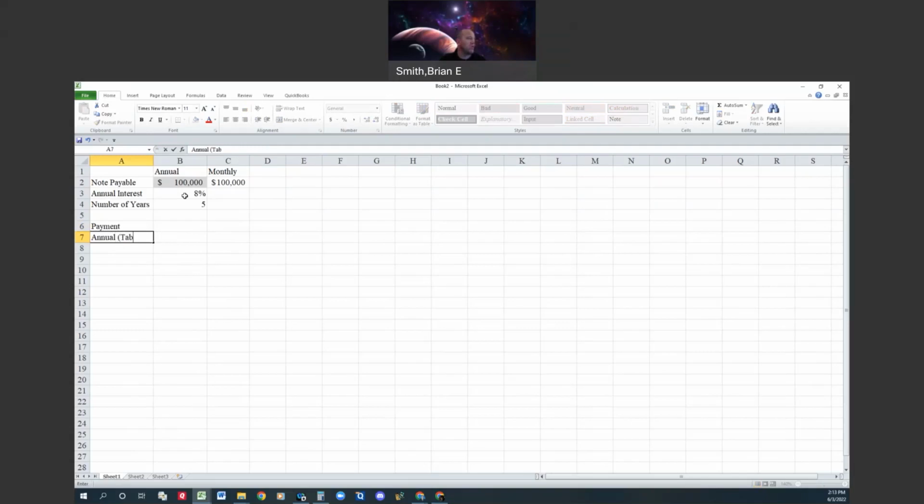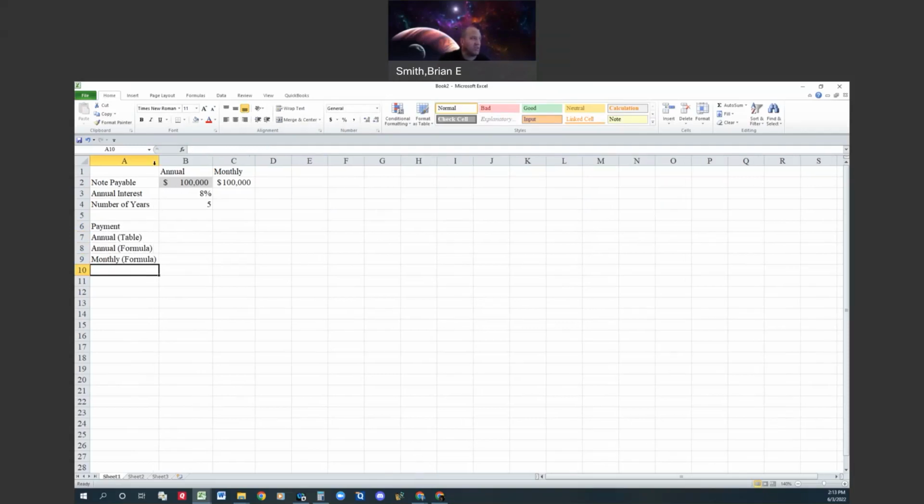Annual from the table and annual from the formula, because I want to show you the formula too. Then I'm going to do a monthly one based on the formula, because let's be honest with you, we don't deal a whole lot with annual payments. We will in this, for simplicity, but you as an individual deal with it on a monthly basis. If you have a loan, you're paying it monthly, not annually. So we're going to go ahead and do that.